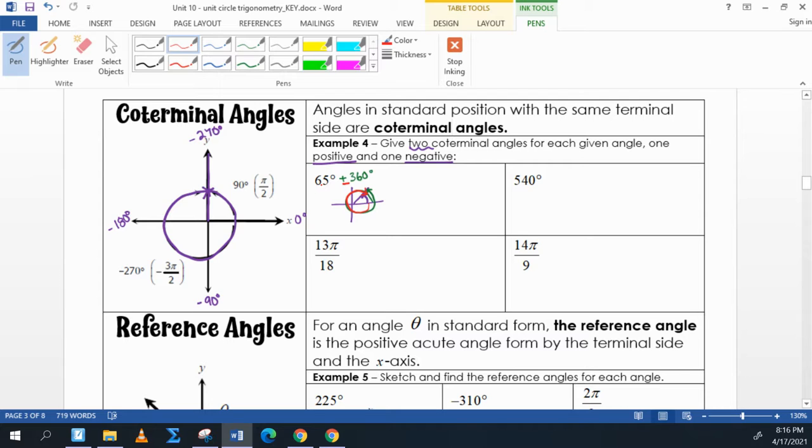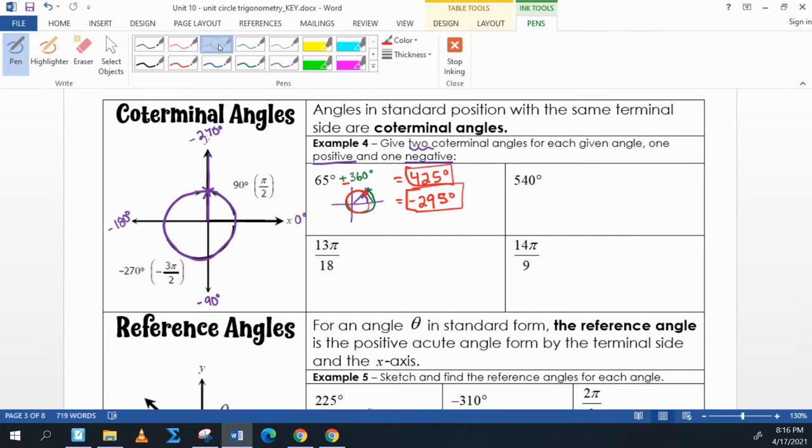Take the 65. Let's grab my calculator again. So 65, add 360, and I get 425 degrees right there. And then go back and take that 65 and subtract 360. 65 subtract 360 gives me a negative 295-degree angle. So we've got a positive coterminal angle and a negative coterminal angle. And we're done. Not too bad, right?